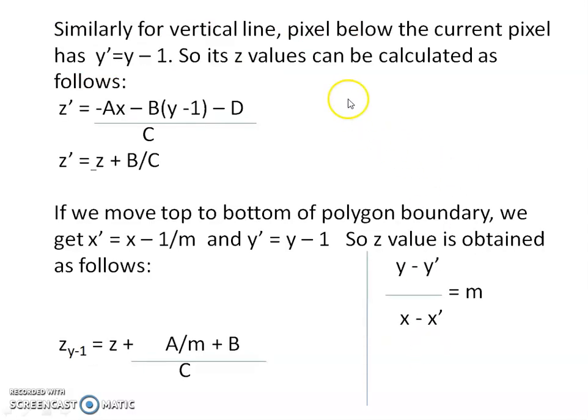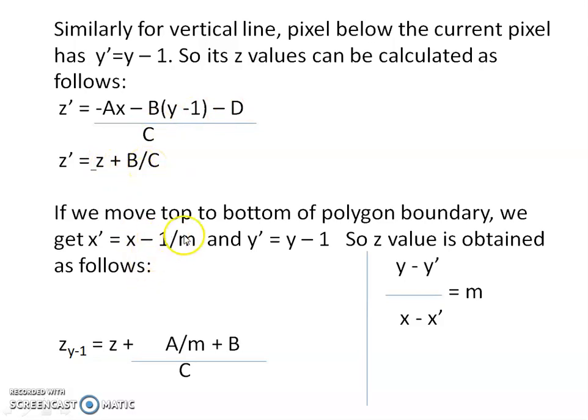Similarly, for the vertical line, the pixel below the current pixel has y dash equal to y minus 1. So its z value can be calculated as z dash is equal to minus ax minus by, with y replaced by y minus 1: minus b of y minus 1 minus d by c. So we will get minus ax minus by minus d plus b, whole divided by c. So z dash is equal to z plus b by c.